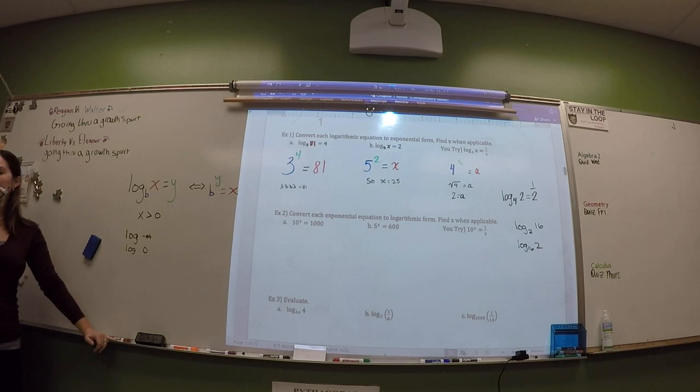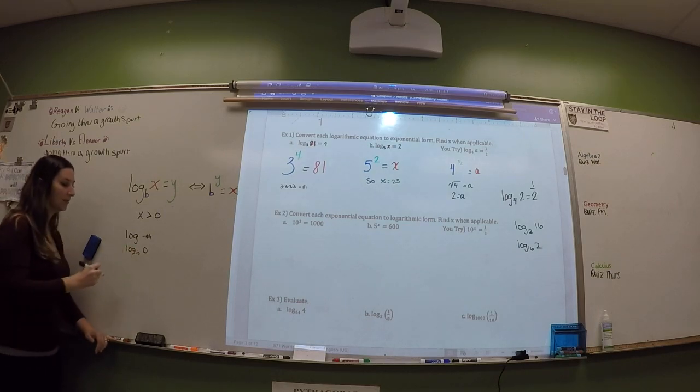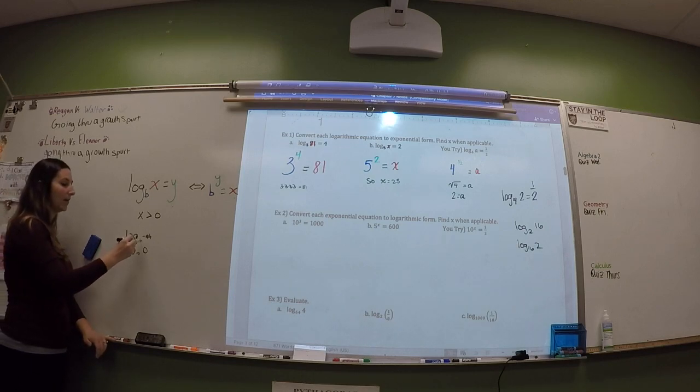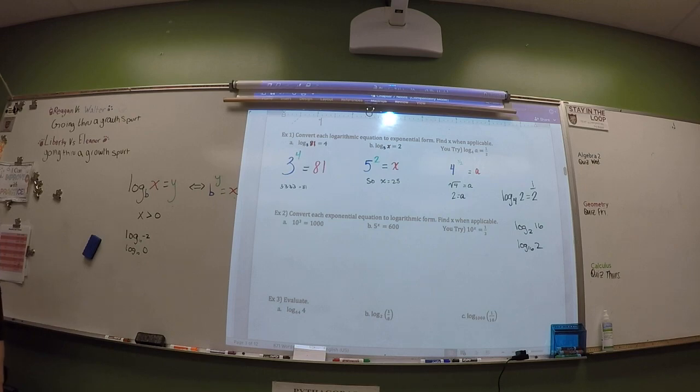So on your calculator, go ahead and try it. Type in log base 10 of 0. Type in log base 10 of negative 2 and see what it says. It's sort of like square rooting a negative number, or dividing by 0.